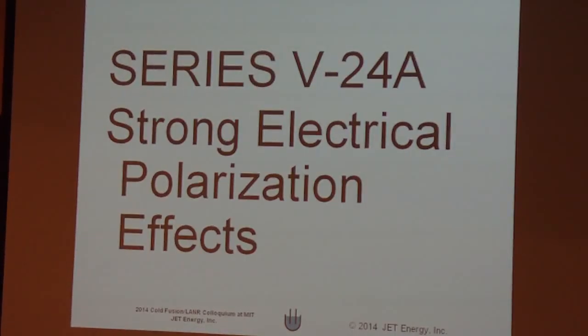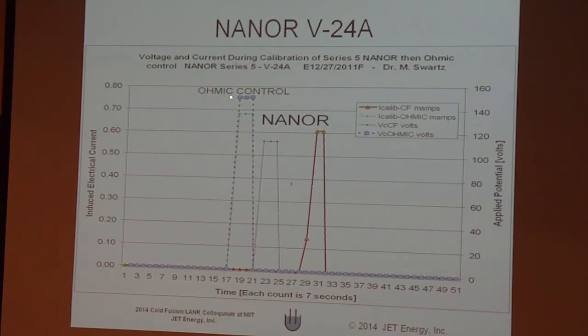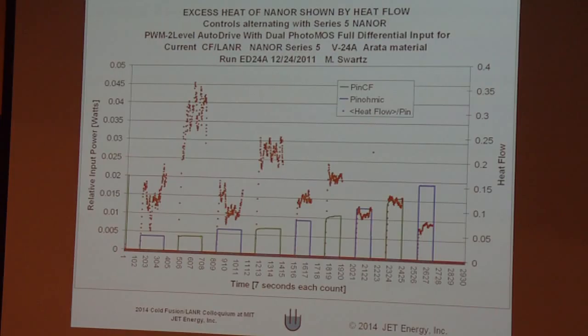Here's another one, and this is where we have strong polarization effects. When we do the calibration pulse to the ohmic control, the current immediately follows the voltage. But for some reason, our best nanors, I don't know why, the current comes later. We are possibly seeing ferroelectric and ferromagnetic effects in these materials. There's a whole material domain that just has to be explored. That's in fact what started coming out at ICCF 18 from a number of people, like Dr. Kim, myself, and others.